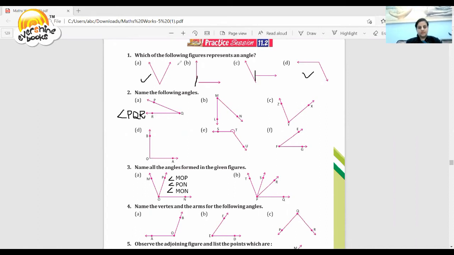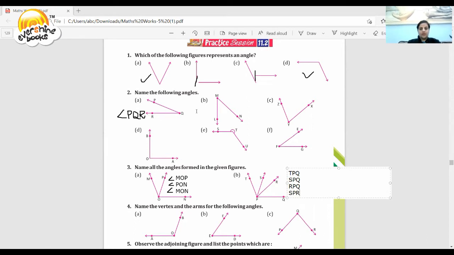Got it? Yes. Now, next: TPQ is an angle. SPQ is an angle. RPQ. Can you see? P is coming again and again, so it is the angle. SPR is the angle. These are the four angles.